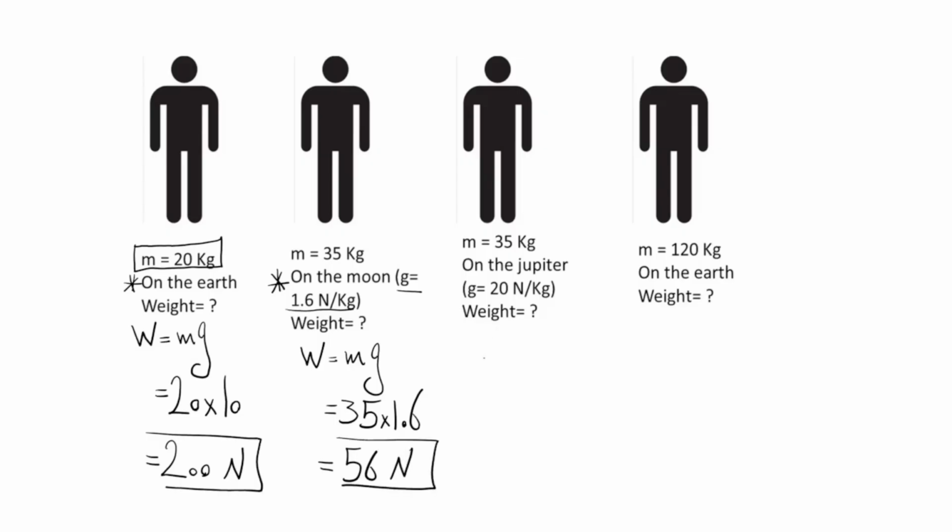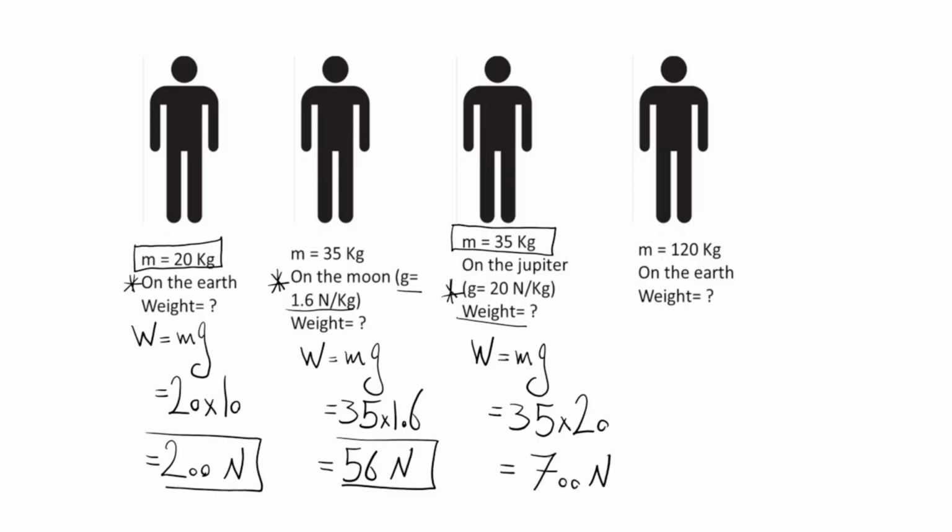Look at the next example. Here again, I want to find the weight. The person is on the Jupiter, and the mass of that person is 35. He's really skinny. So W is equal to M times G. M is 35 and G is 20. If we multiply them, the answer would be 700 newtons.